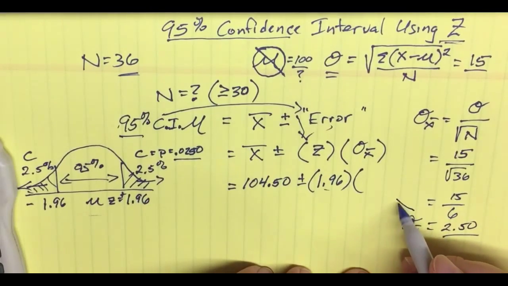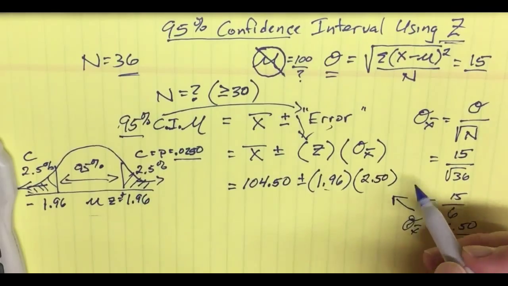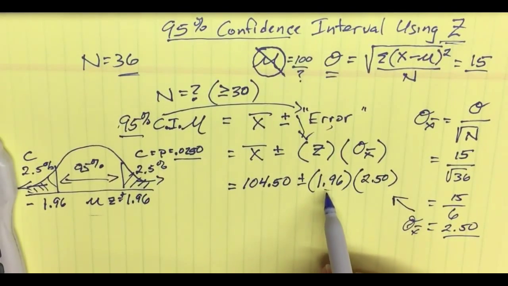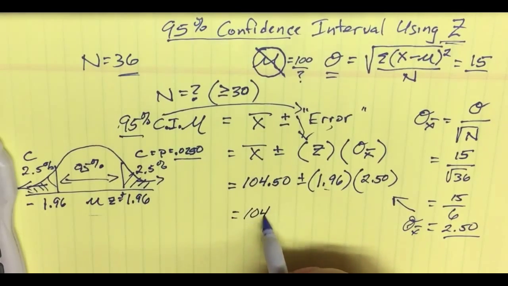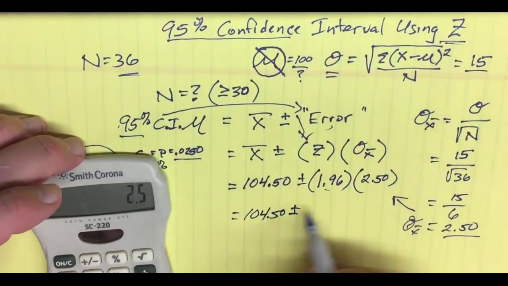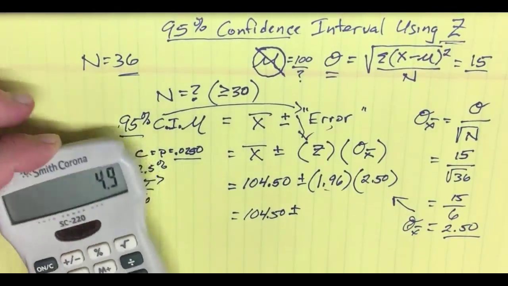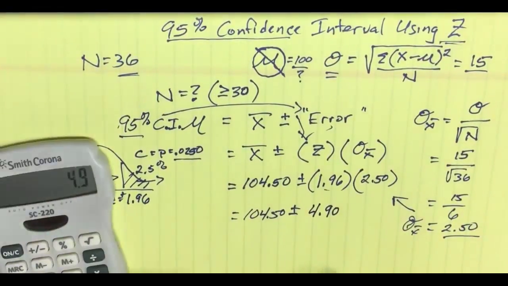All right, I'll just simply plug that in over here, 2.50. Okay, let's calculate this error term then. My error term is going to be 1.96 z's, or just about 2 standard errors. So again, I'm going to have 104.5 plus and minus. Let's calculate what 1.96 times 2.5 is. Let's multiply that by 1.96, and that's 4.90. Okay, now we're going to add and subtract that.